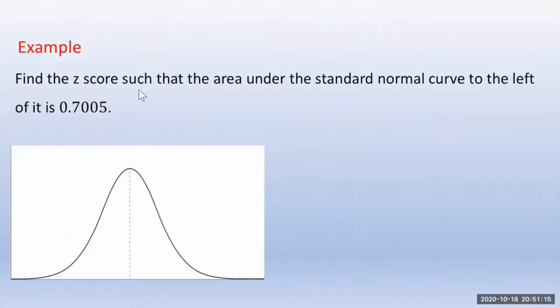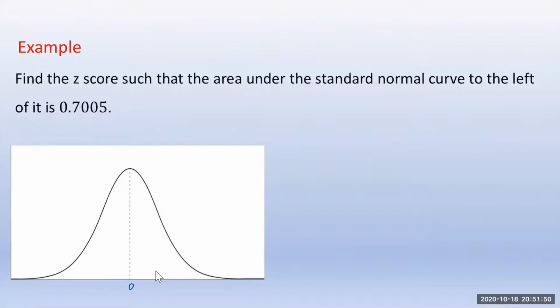Example, find the z-score such that the area under the standard normal curve to the left of it is 0.7005. Okay, for the standard normal distribution, we know that we have the mean in the middle, which is a 0. And because the normal curve is symmetrical about the origin, we know that we have 50% of the area to the left of that. And here we are talking about 70.05%. So the area will be a little bit more than that.